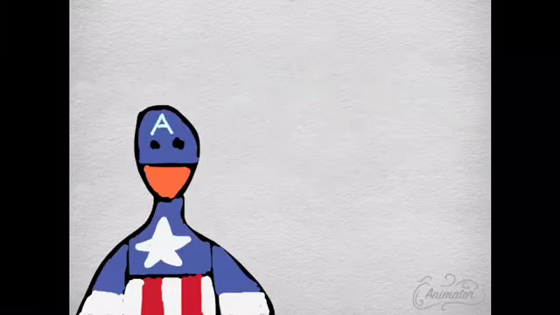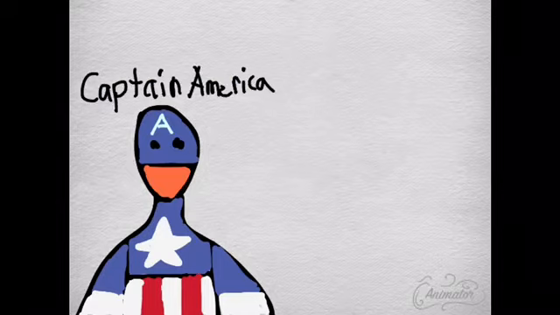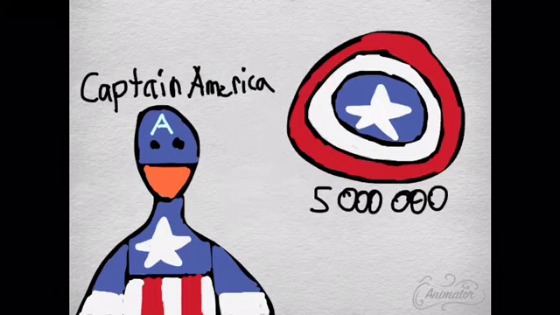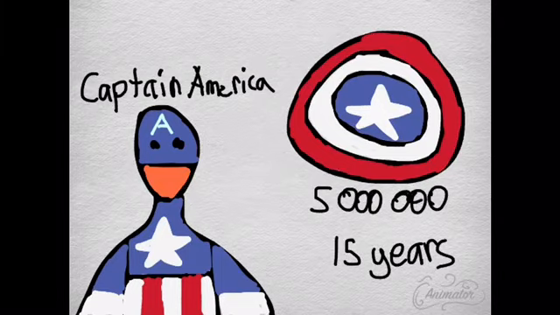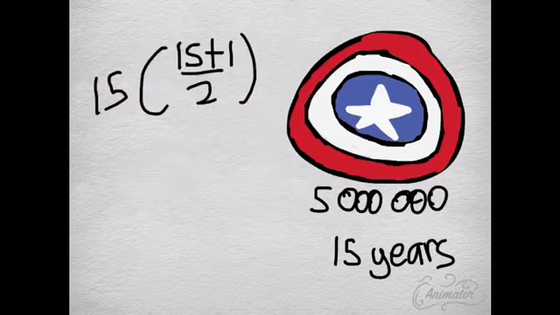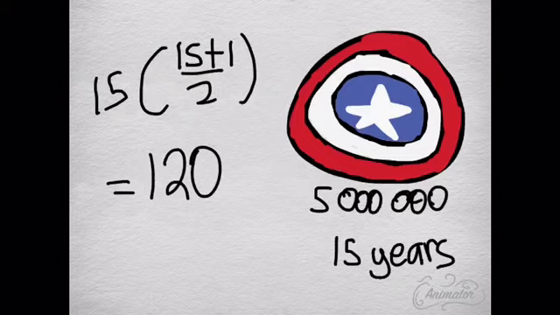So to give you a quick example, let's say we have Captain America right here. I'm pretty sure a lot of you know this guy, and he has a property which is the Captain's Shield. Its value is 5 million, and it has a useful life of 15 years. So we're going to first compute the denominator. We would add 1 plus 15, then divide it by 2, then multiply it by 15. So the answer would be 120. That would be our denominator.